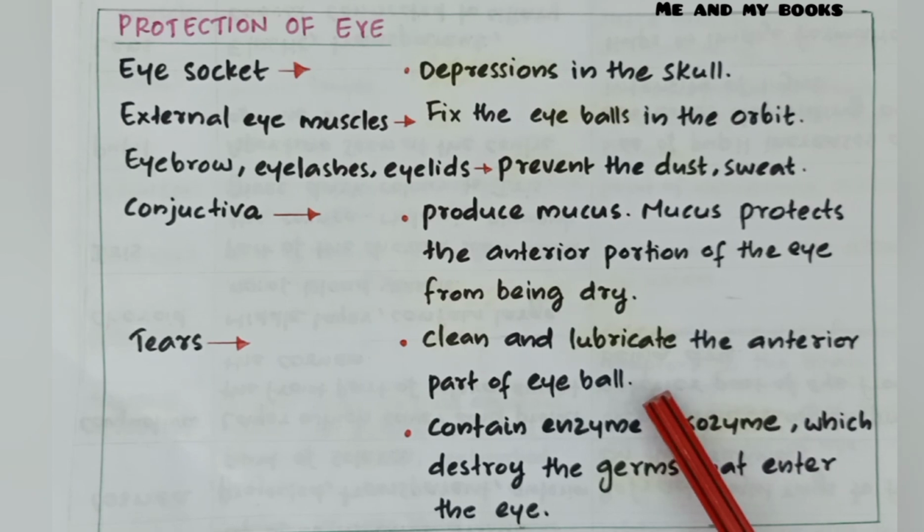Tear, clean and lubricate the anterior part of the eyeball. Tear is cleaning and lubricating the front portion of eye, and it contains an enzyme called lysozyme which destroy the germ that enter the eye. Lysozyme will kill the germs that may enter the eye.